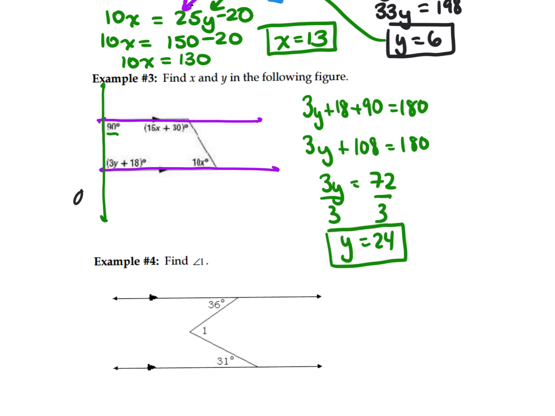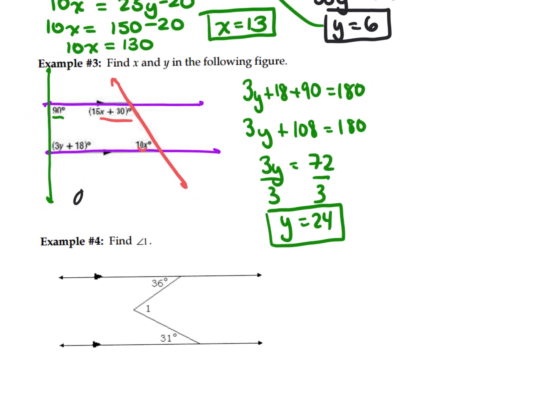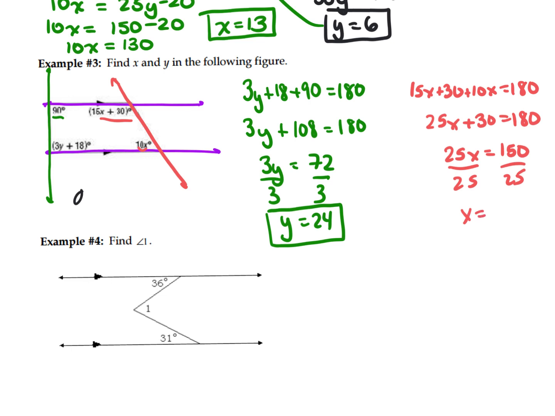Now, unlike the previous problem where we had to use y to find x, in this case I don't think we do, because you can just look here that we have a new transversal, which is this side of the diagram, and we have two other consecutive interior angles. So we have 15x plus 30 plus 10x equals 180, same idea. So we have 25x, because we have two x terms, plus 30 equals 180. Subtract the 30, so 180 minus 30 is 150. And then I'll just simply divide by 25 on both sides, so x is 6.